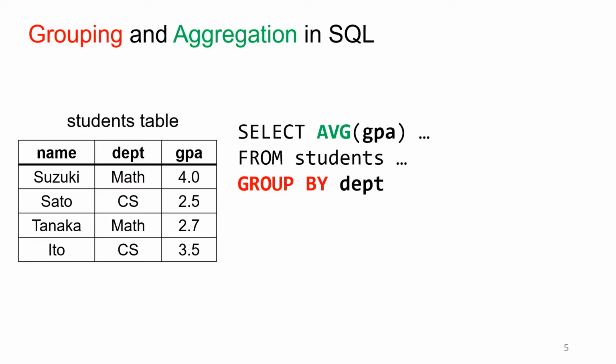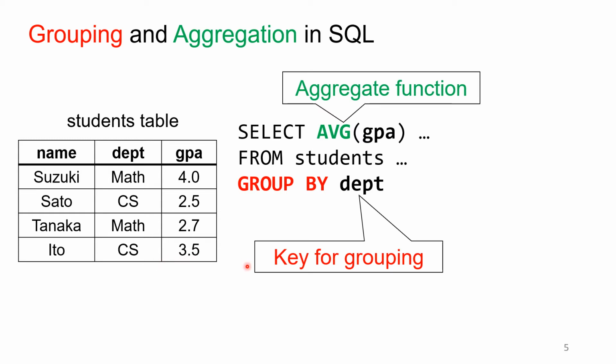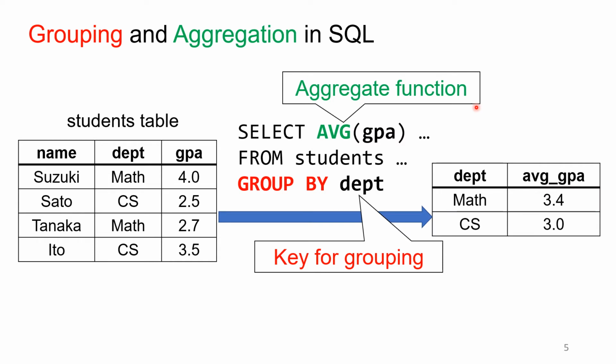Grouping in SQL is indispensable for many practically useful database queries. This is an example query with grouping. Given the students table, it computes the average GPA for each department. In this query, the group by clause specifies the key for grouping, and AVG is an aggregate function to compute the average. For this example, we get the average of GPA for each group, Math and CS.